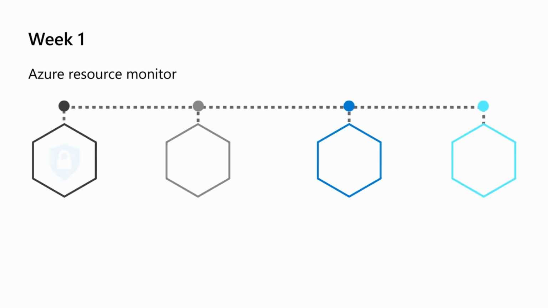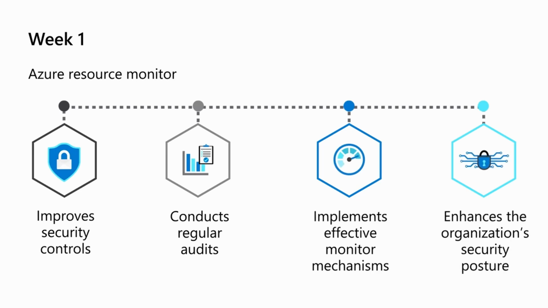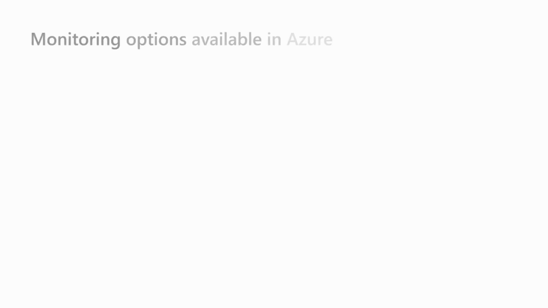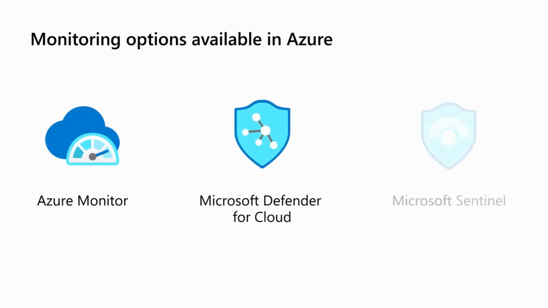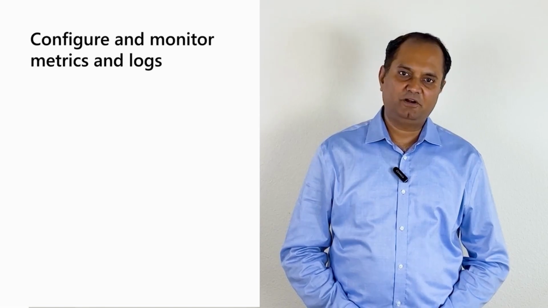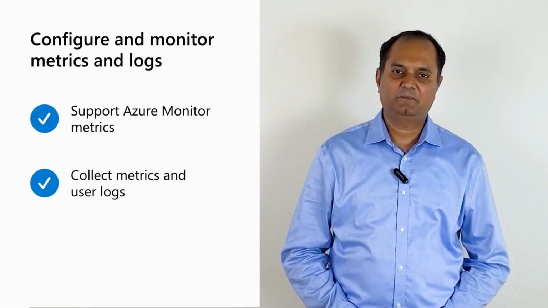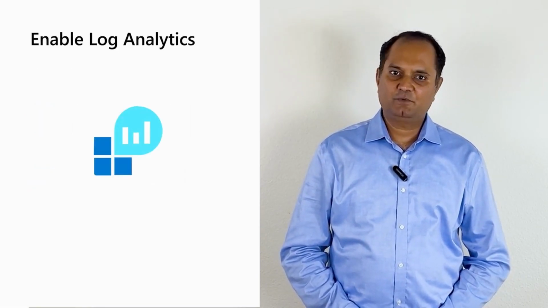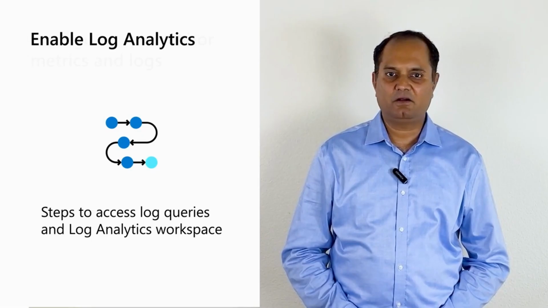You started your journey in week 1 with Azure Resource Monitoring, which helps to improve security controls, conduct regular audits, and implement effective monitoring mechanisms to enhance the organization's security posture. What are the monitoring options available in Azure? Azure Monitor, Microsoft Defender for Cloud, and Microsoft Sentinel are Azure solutions that help monitor an organization's services. The configure and monitor metrics and logs taught you the metrics supported by Azure Monitor metrics, the sources from which Azure Monitor collects metrics and user logs. In the Enable Log Analytics, you explored the various Log Analytics access points within the Azure portal and steps to access log queries and Log Analytics workspace.